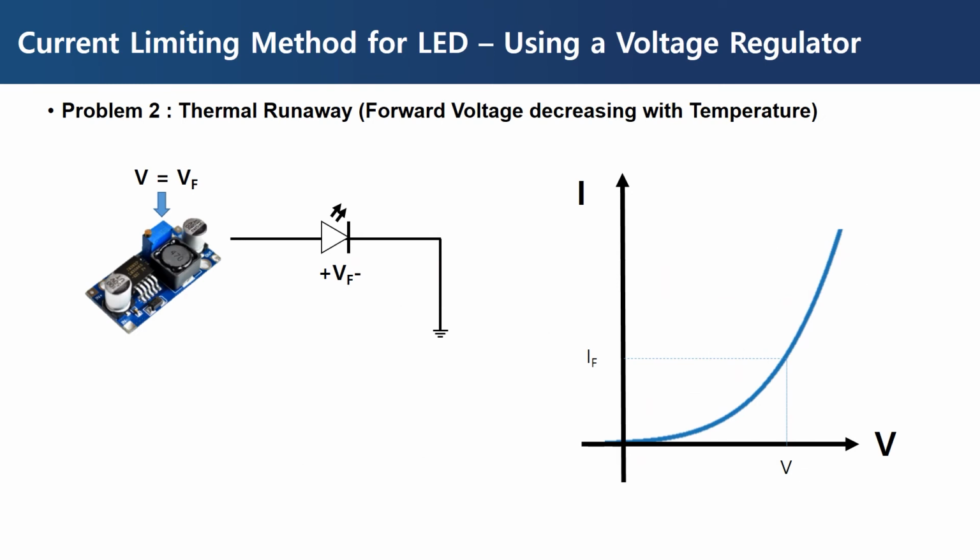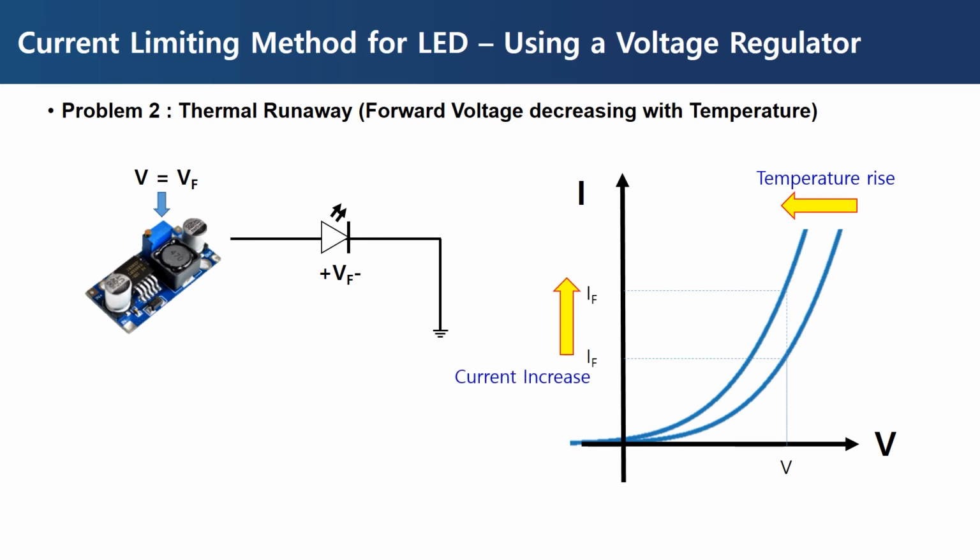The second problem is a phenomenon called thermal runaway. When current flows through the LED, temperature rises, and when the LED temperature rises, the forward voltage of the LED decreases. When the forward voltage of the LED decreases, the current flowing through the LED increases and the temperature rises further. This could damage the LED when this happens repeatedly.